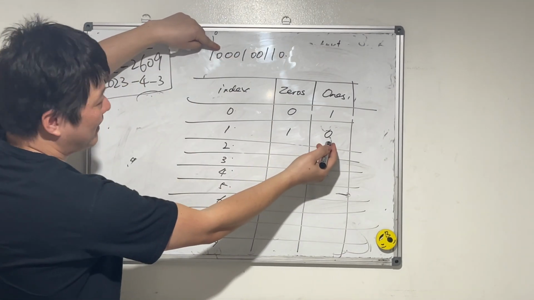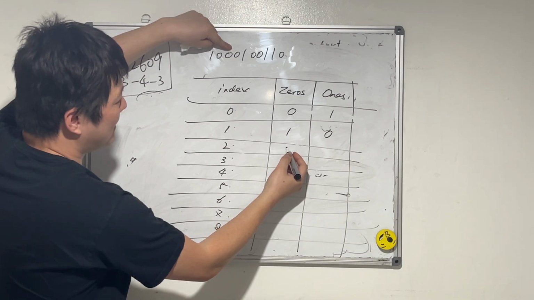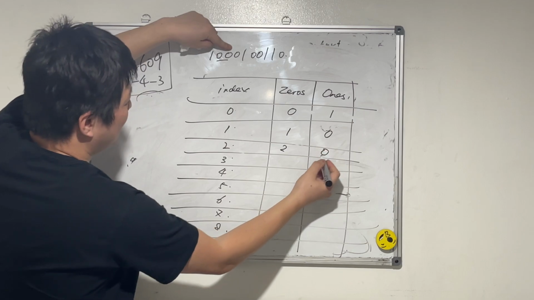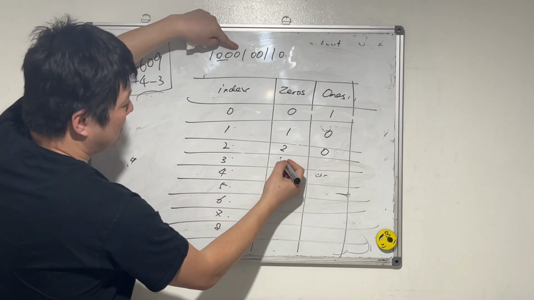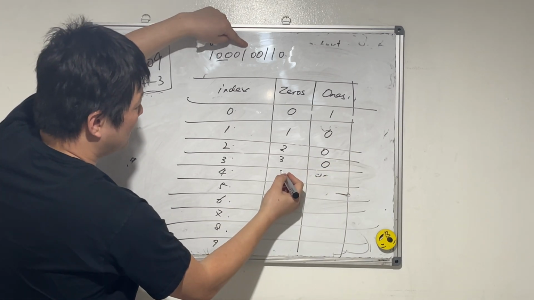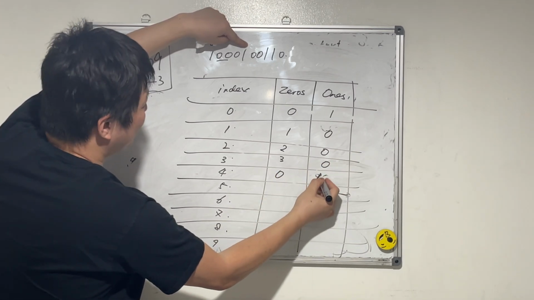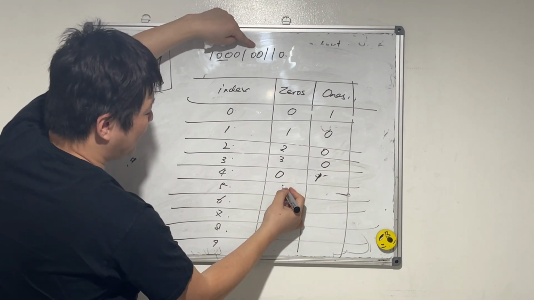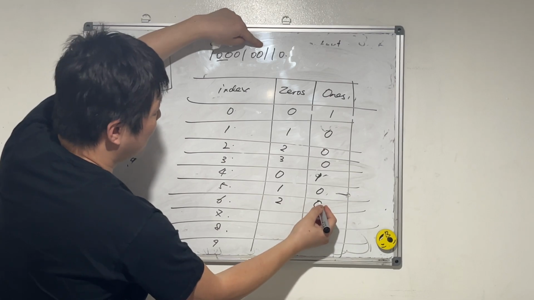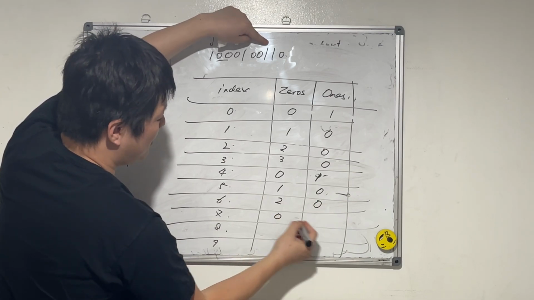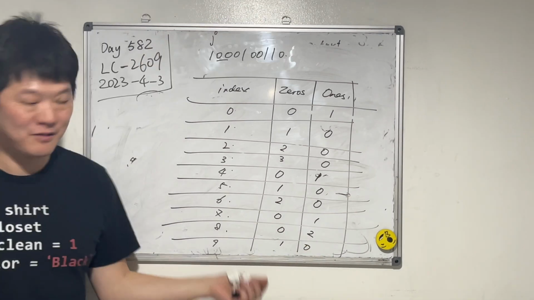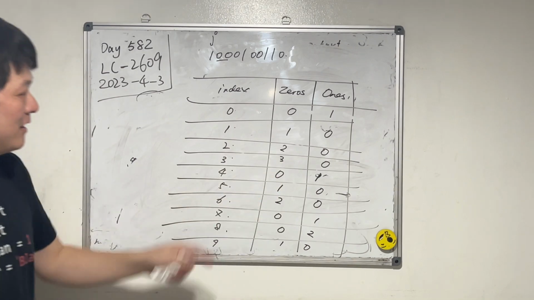Here, how many zeros? 2. How many ones? 0. Here, how many zeros? 3. And ones? 0. Here, 1. Then 1, okay? Here, 1 and 0, then 2 and 0, okay? 0 1, 0 2, right? 1 0. Okay? We just go from left to right and count zeros and ones.